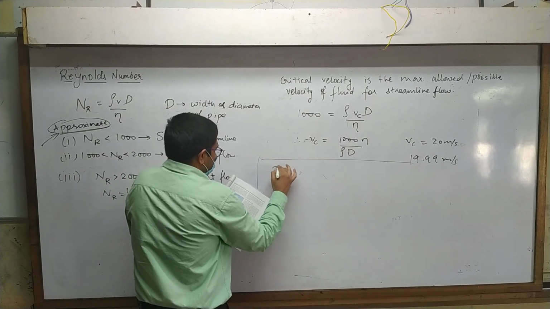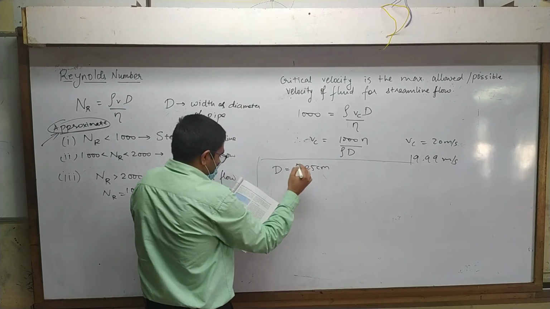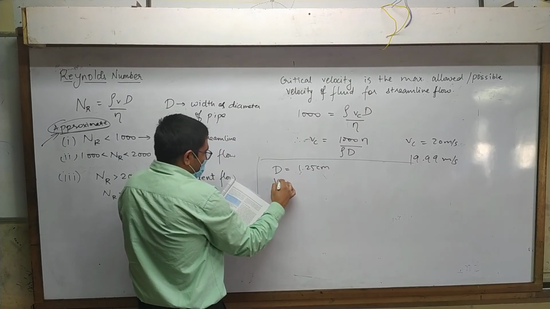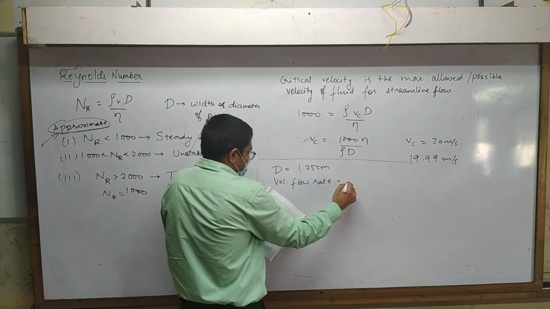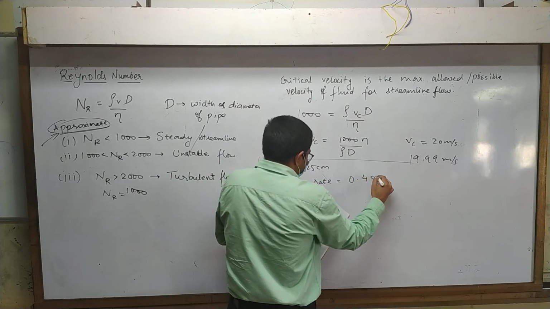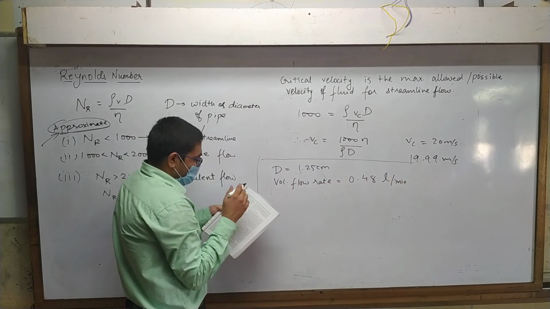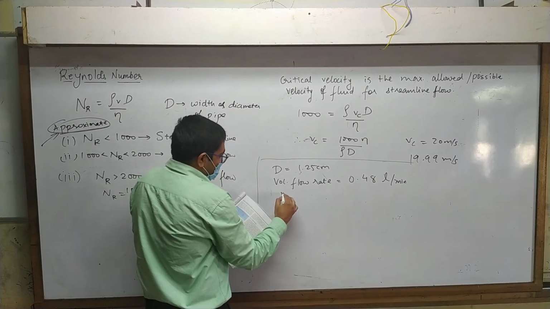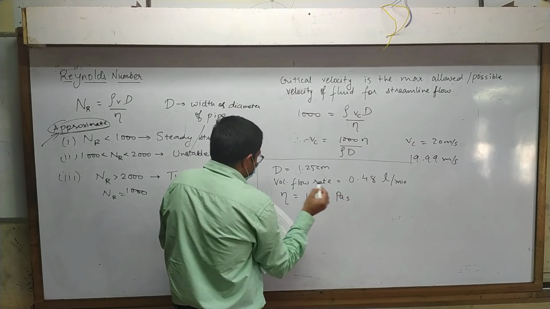It is given that water is flowing in a tap with diameter 1.25 centimeter and its volume flow rate is given. What is given? Volume flow rate is 0.48 liter per minute. Coefficient of viscosity is 10⁻³ pascal second.